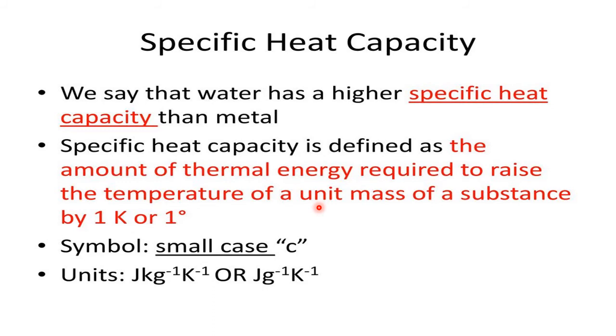So the symbol is C. In what unit? Joule per kilogram per Kelvin, because mass is important here. So to increase the temperature of 1 kilogram, unit mass, this is very important. When you specify the mass, that comes under specific heat.